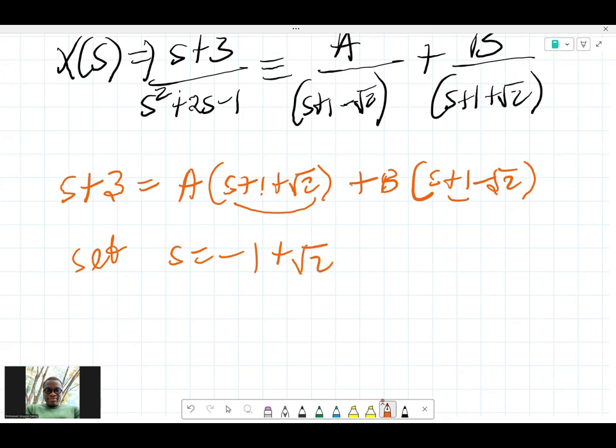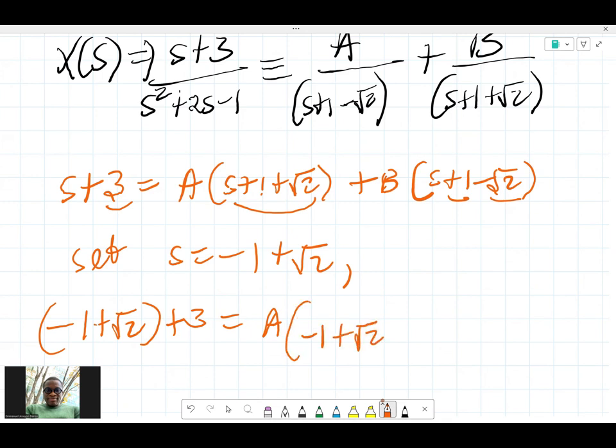That means the opposite of this one and the opposite of this. So it can easily get rid of b. If that is the case, we just have minus 1 plus root 2 here. That's our s plus this 3, and that is equal to a into here. We have minus 1 plus root 2. That is this, only this s now, plus 1 plus root 2.